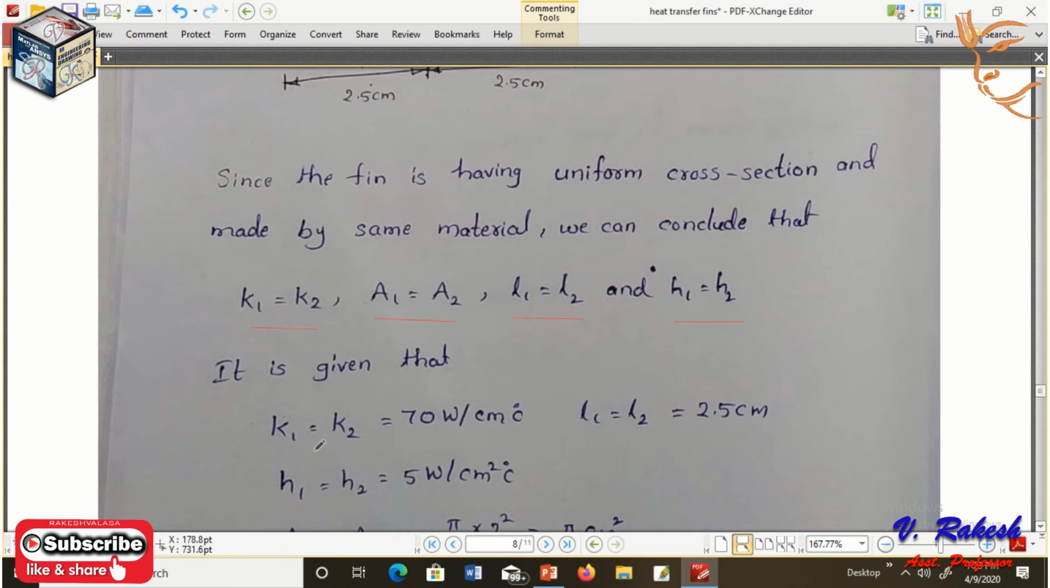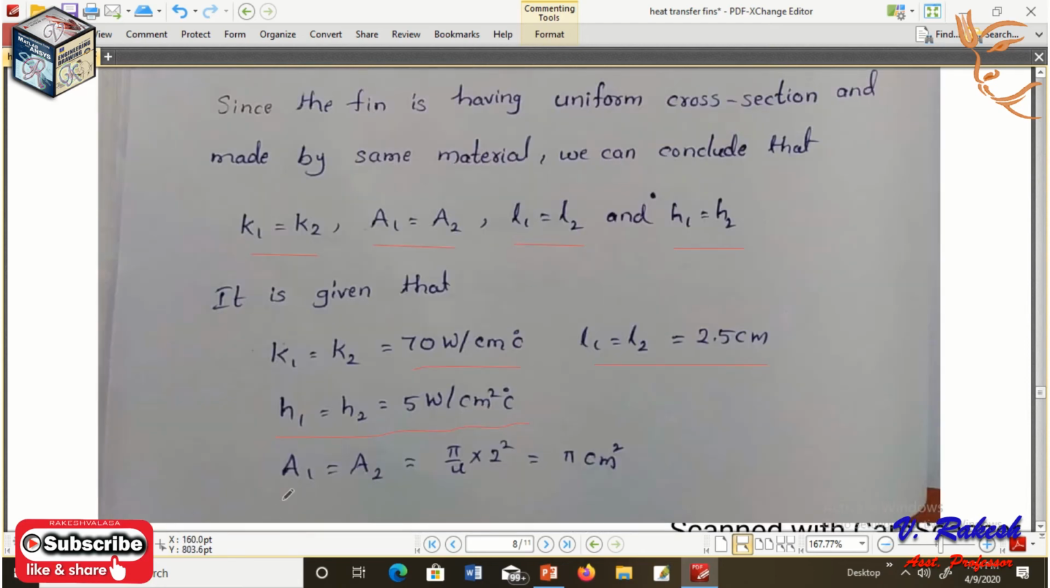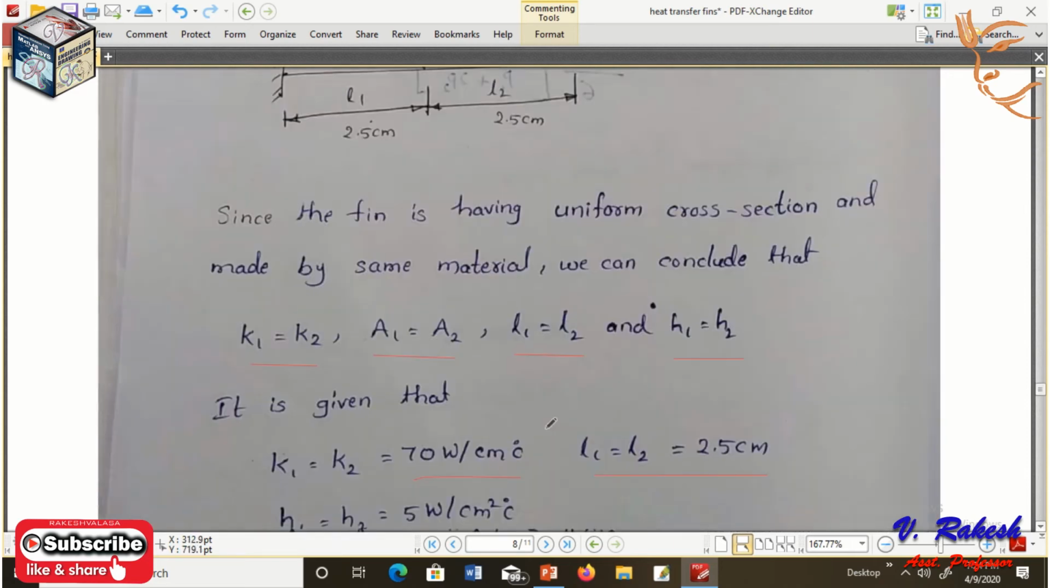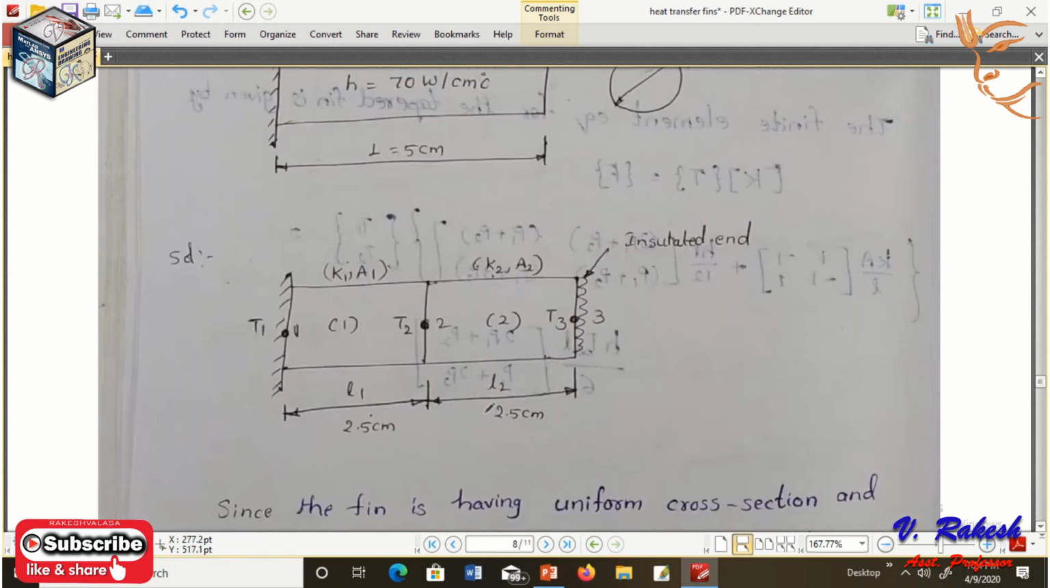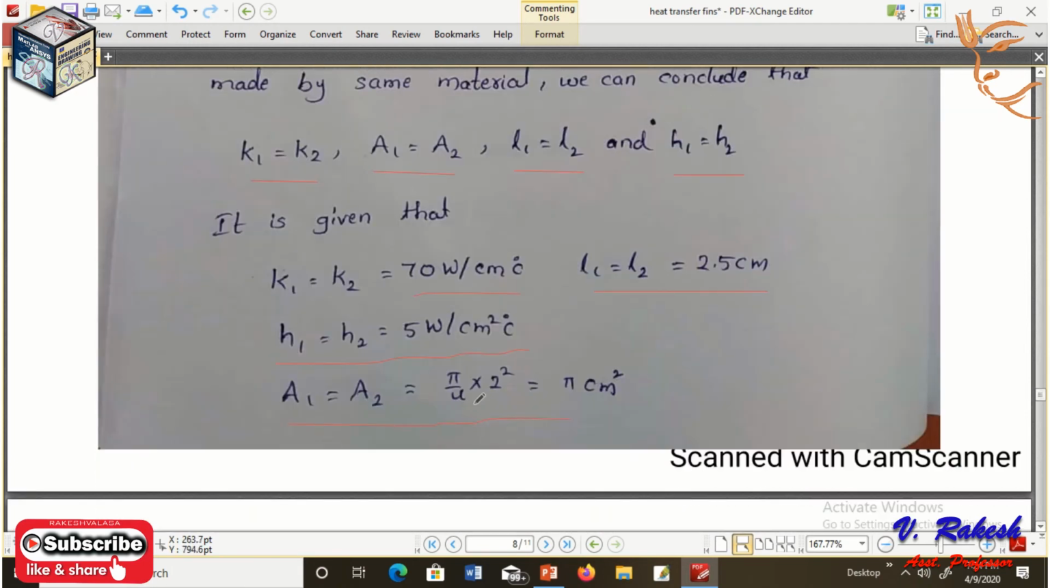The given data is K1 equal K2 equals 70 watt per centimeter degree centigrade, L1 equal to L2 equal 2.5 centimeters, H1 equal to H2 equal 5 watt per centimeter square degree centigrade. Area A1 equal to A2 equal A equal pi by 4 d square. The diameter of the fin is 2 centimeters, that is 2 square. 4 get cancelled, that answer is area equal pi centimeter square.